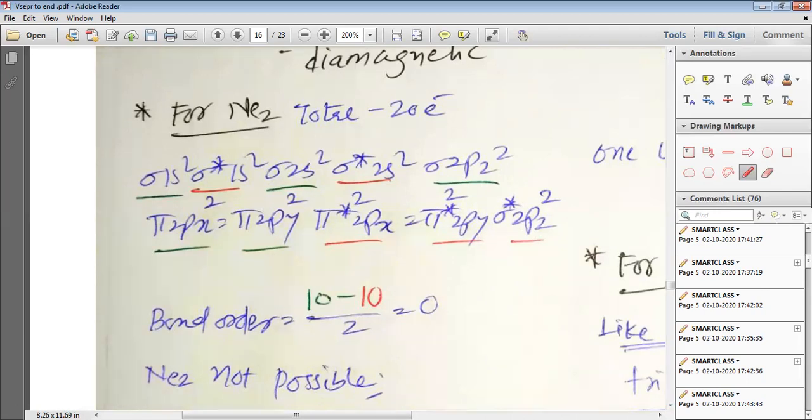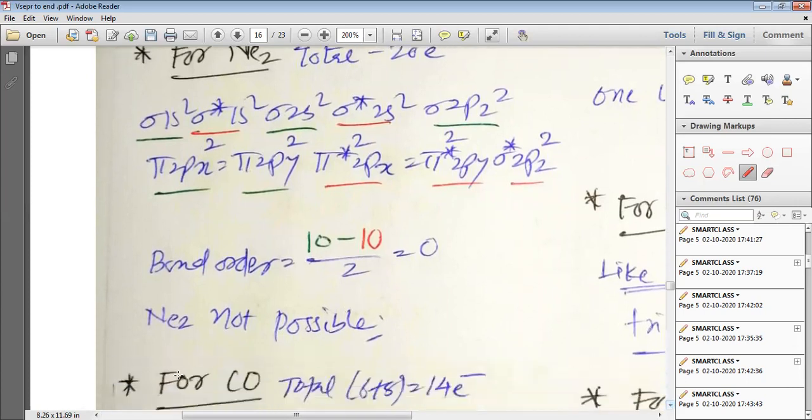So you can see that the green color underlined bonding molecular orbital electrons are 2 plus 2 is 4, plus 2 is 6, plus 2 is 8, plus 2 is 10. Same way, antibonding molecular orbital electrons are 2, 4, 6, 8, 10. So the bond order is going to be 10 minus 10 by 2, that is 0, and that is why, my dear students, we can say that Ne2 is not possible.